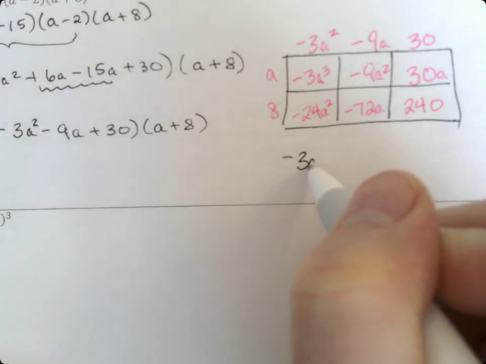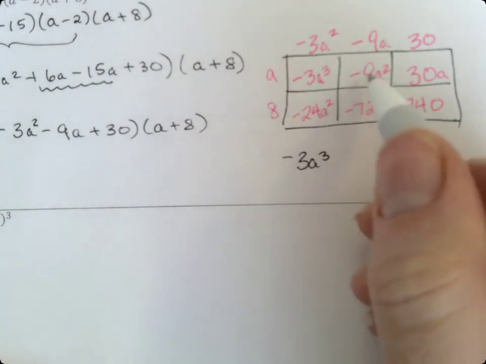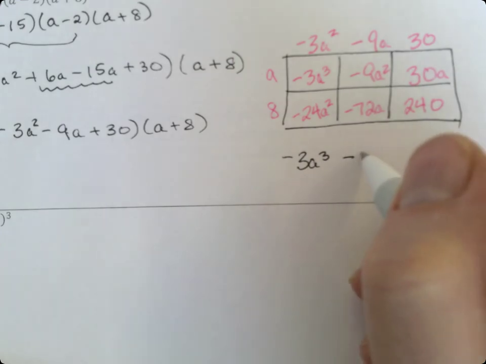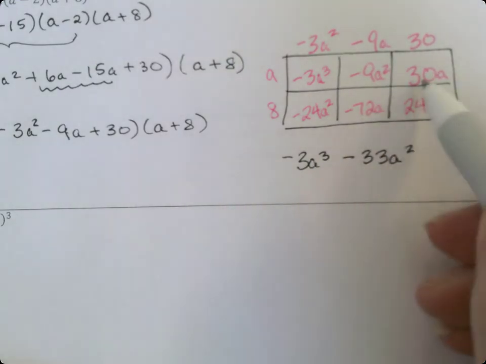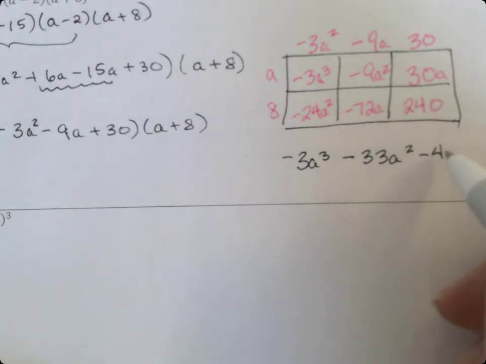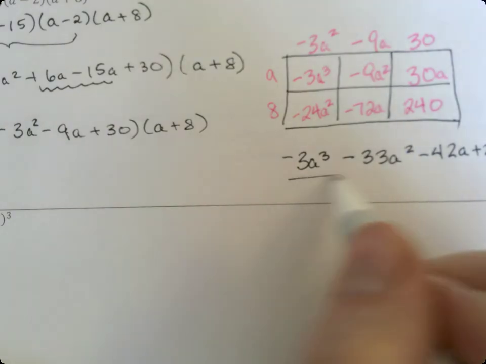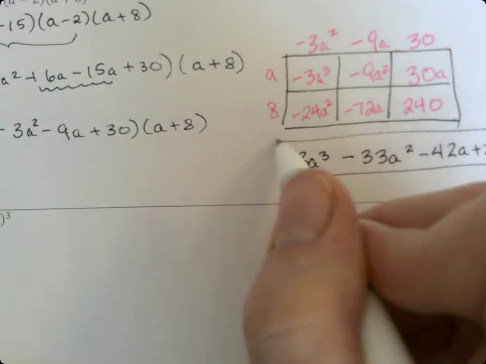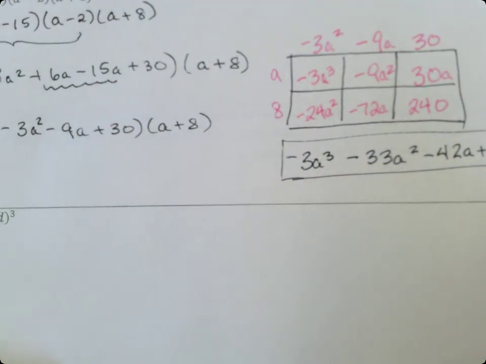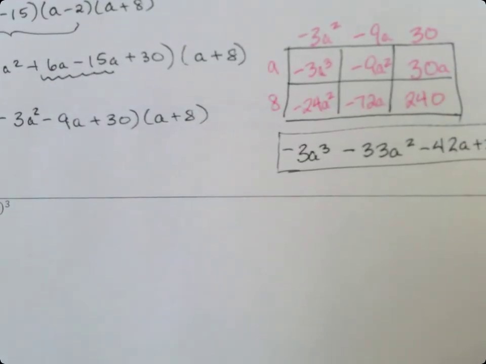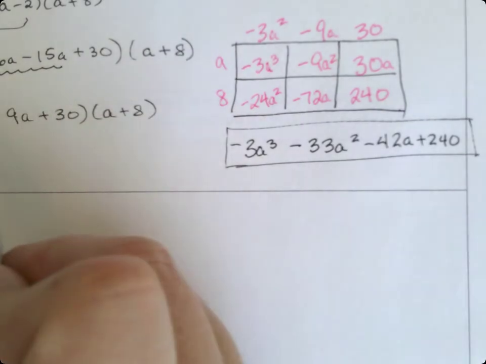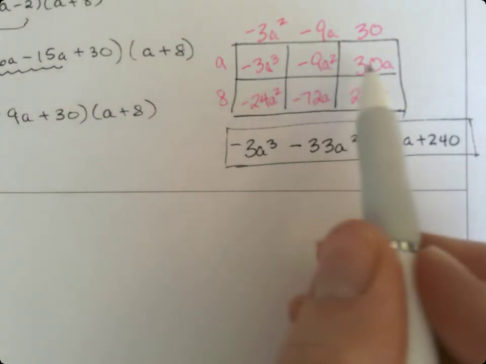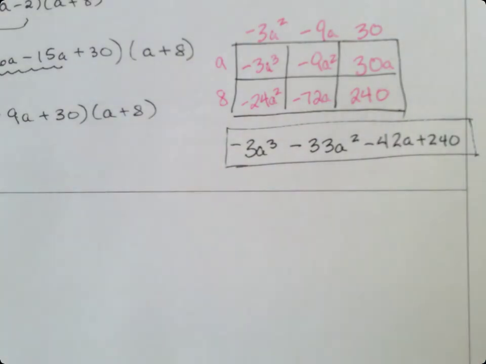So negative 3a to the third. My a squareds go together to be negative 33a squared. Then this comes together to be negative 42a, and my constant of 240. So if you like the organization of the box method, use it. If you weren't using the box method to get that, you could just take the a and distribute it. You would have gotten all of the same numbers I did, but they just would have been lined up.